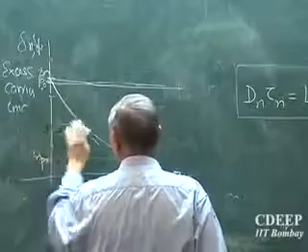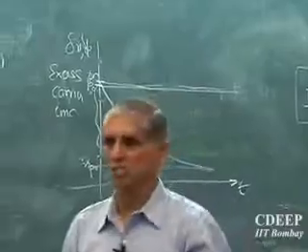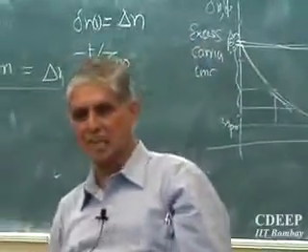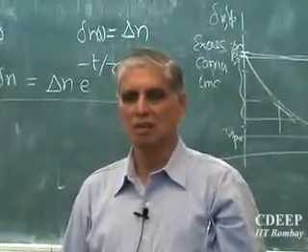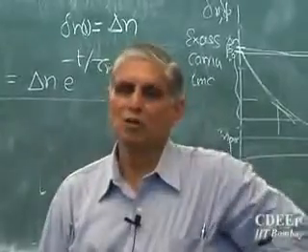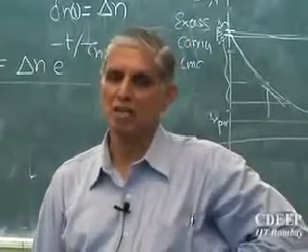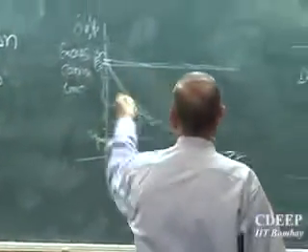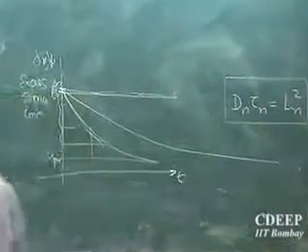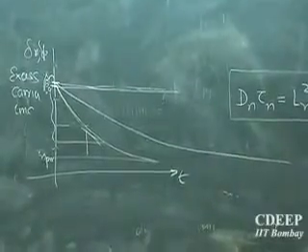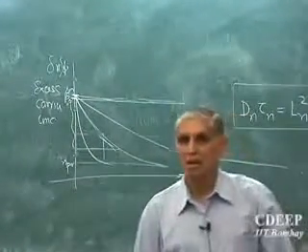Wherever this decay reaches about 66% of the value, that is called the characteristic time, and that time we define as the minority carrier lifetime. If it is larger, what will happen? If the carrier lifetime is very high, it will take a long time before it goes to the equilibrium concentration. If the minority carrier lifetime is very small, it may decay very fast.